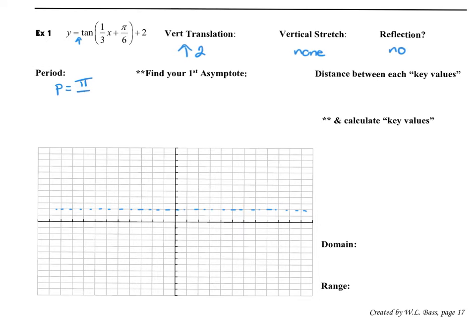So now we're going to do a pi, not 2 pi, divided by this 1/3. Of course, pi divided by 1/3 is the same as pi times 3, so our period is now going to become 3 pi.